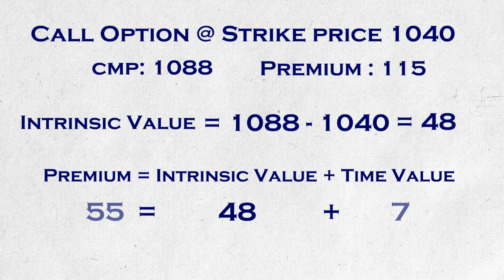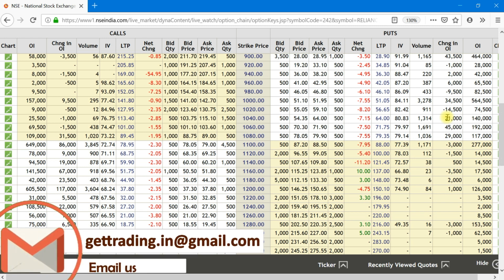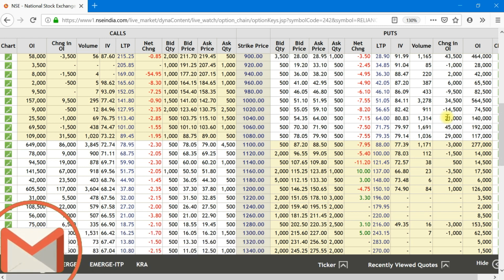Think once. Okay, option buyer profits only when the price moves in the favor of his direction. But what about option seller? He gains in both cases, either price moving in favor of his direction or staying where it is. I'm not saying that option buyer loses all the time and option seller gains all the time.